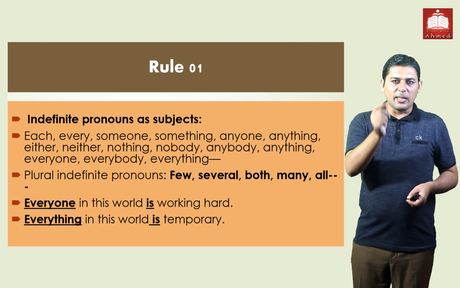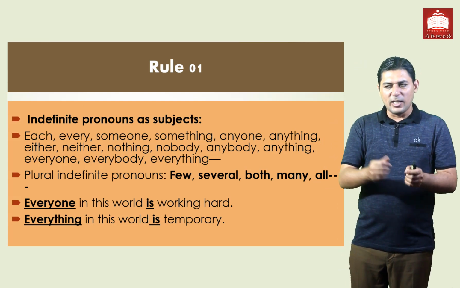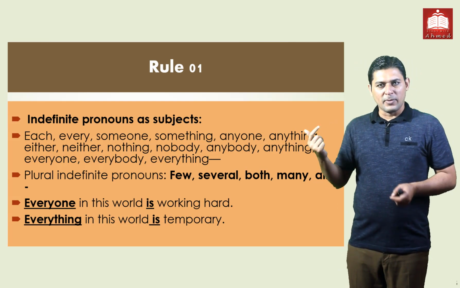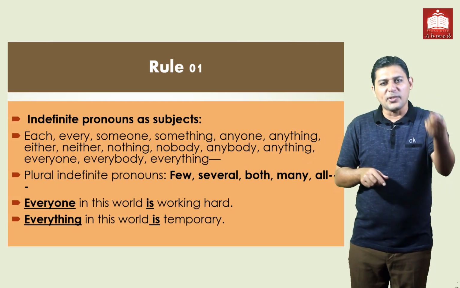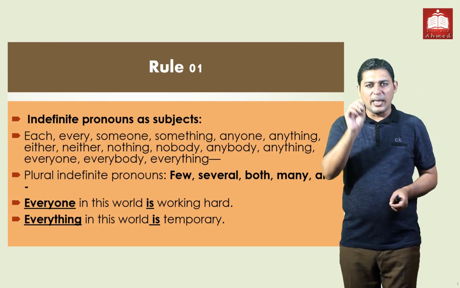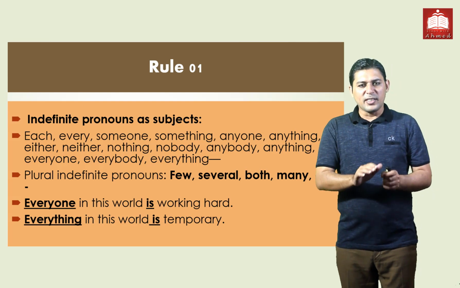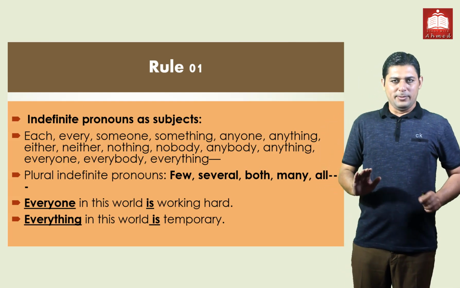Some students commit mistakes in this topic or in this situation. I mean, they all are singular subjects: someone, something, everyone, everything, nothing, no one, they all are singular, right?